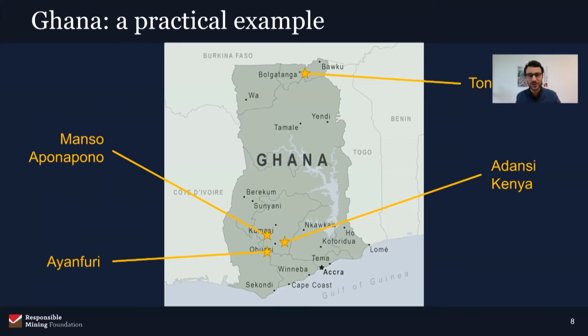I just wanted to share with you now a map of Ghana, because Robert and the Center for Social Impact Studies have been using the Mindsight assessment tool in 4 different mining communities, 4 mining regions here in Ghana. And he will say a lot more, especially about what happened at the Manso Aponapono, Iron Furi, and the Tongo mining areas. So thank you again, and Robert, the floor is yours now.